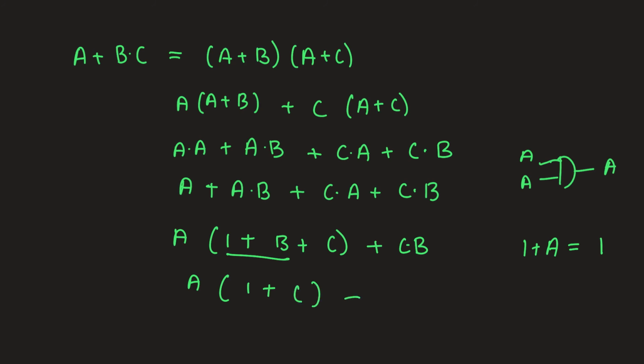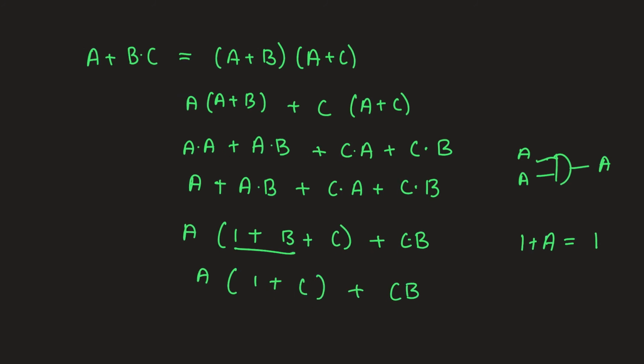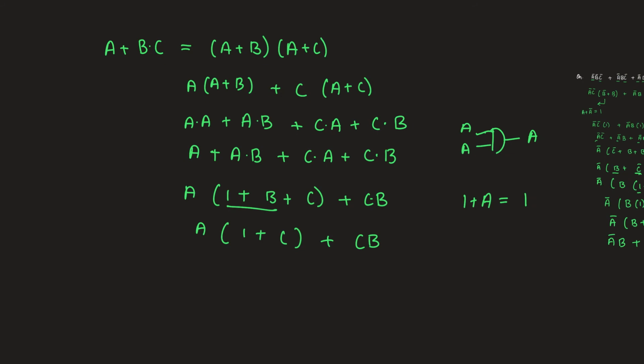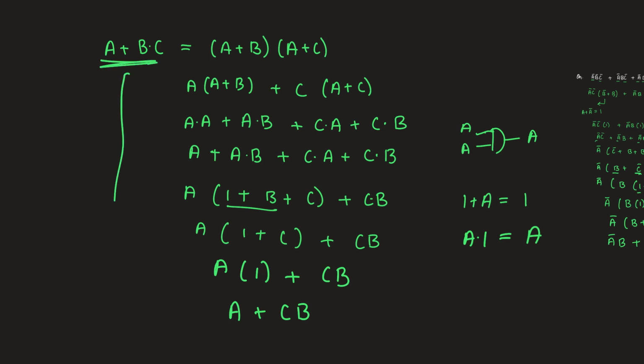Then we have 1 plus C, CB. We move ahead, we remove C the same way. We have this plus CB, and we're moving closer to our answer. 1 dot A, as we know, is A, CB. So if you notice, I've proven the distributive law here via logic expressions.